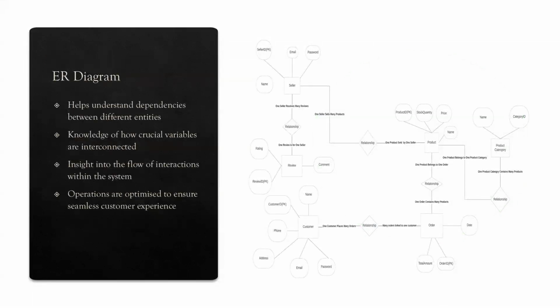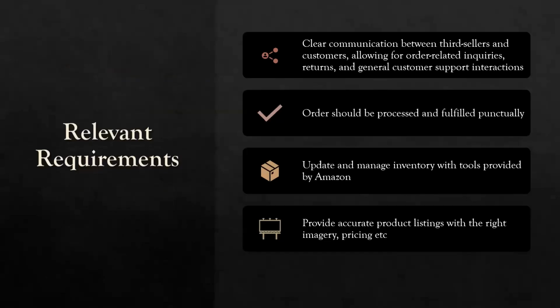The ER diagram helps me to understand the dependencies between different entities within the e-commerce platform. I can learn how product listings, inventory, orders, and customer data are interconnected. This insight can help me integrate my ideas into the system and offer a seamless customer experience to those that visit my page. Some relevant requirements are that I need to clearly communicate with my customers when they need support and ensure I'm providing up-to-date and correct product information, like the correct pricing, accurate imaging, and detailed information.